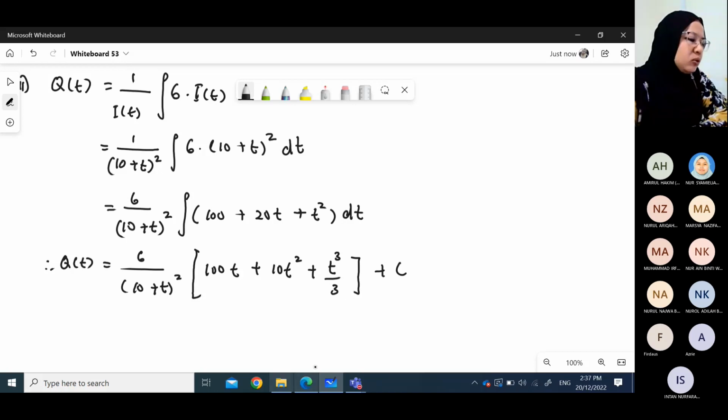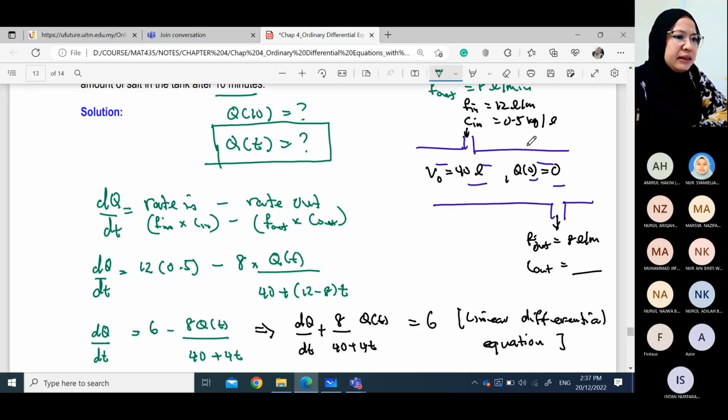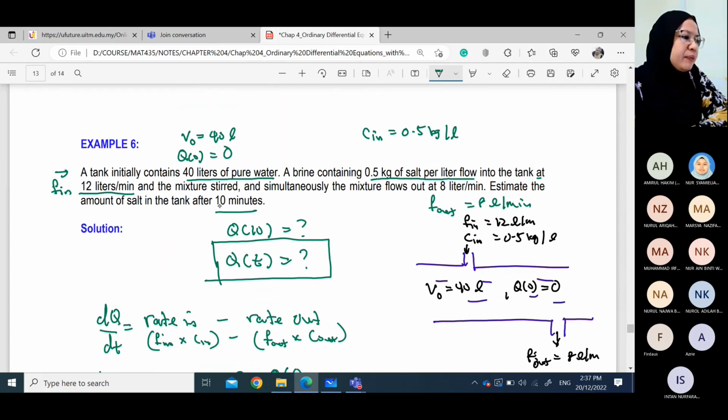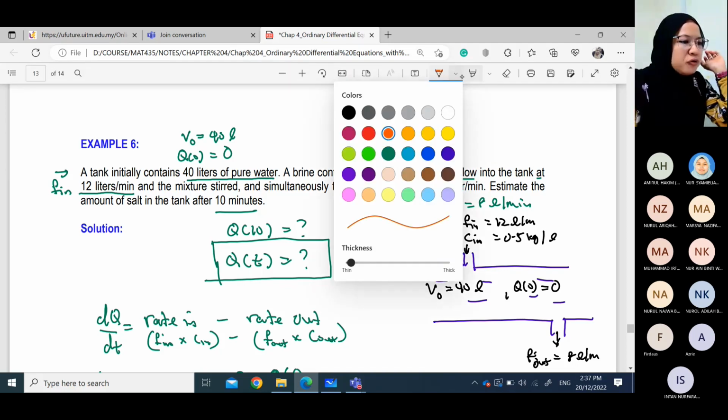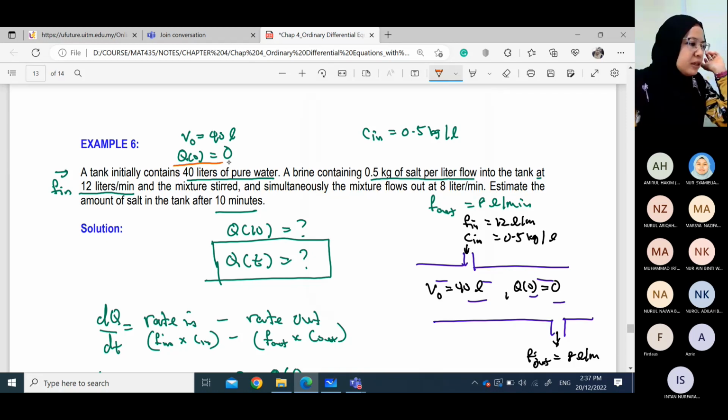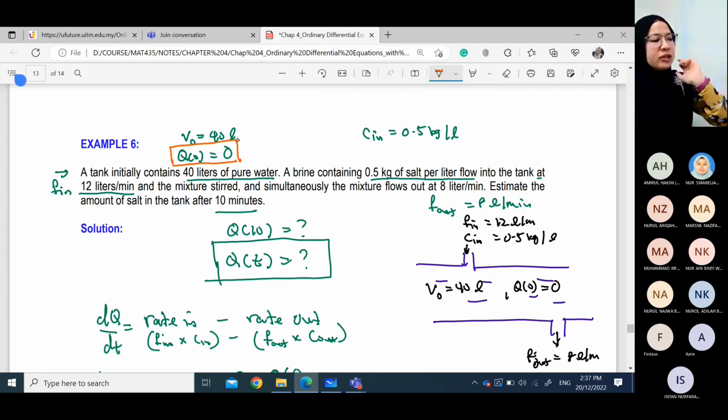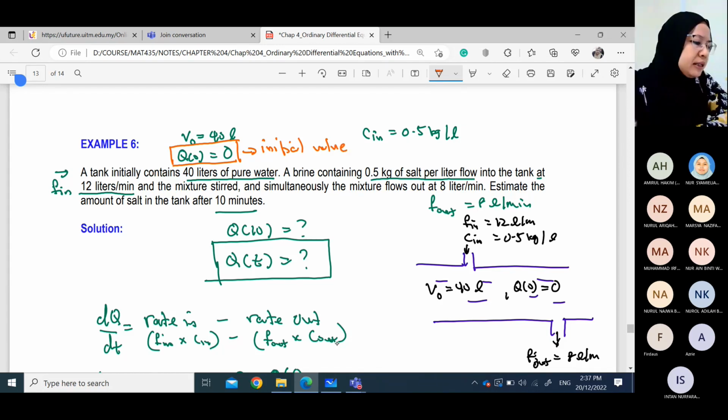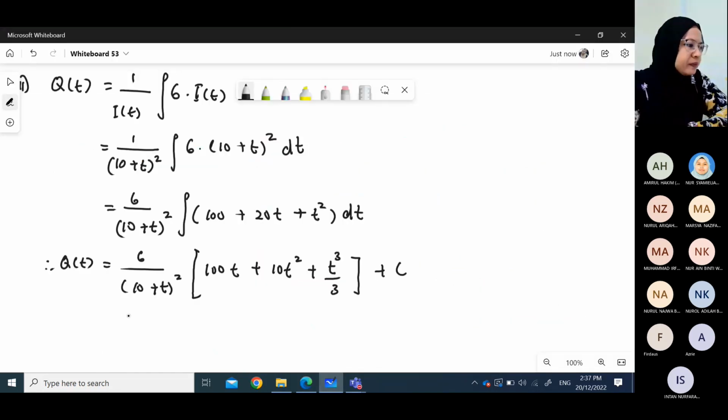Okay, so tadi untuk first in the example it says that we have pure water at t equal to 0. So we can use this initial value to find our c. So kita boleh gunakan yang ini untuk dapatkan c. Okay, so ini kita panggil sebagai initial value. Alright. Okay, so back to this one.